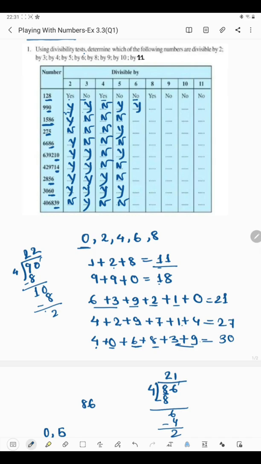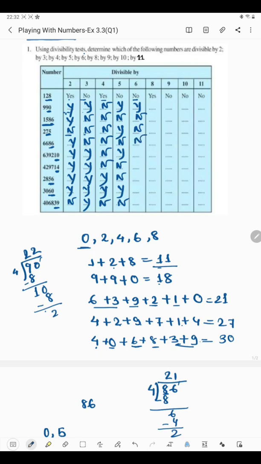So we'll write yes. Now in the next one, in the first column we have written yes and in the next column we have written no. That means it is not divisible by 3, so it is not divisible by 6 also. Okay. So the number should be divisible by both 2 and 3. Here in both I have written no, so that means it is not divisible by 6. Again in the next one, in the first column I have written yes and in the next column I have written no. That means it is not divisible by 6.